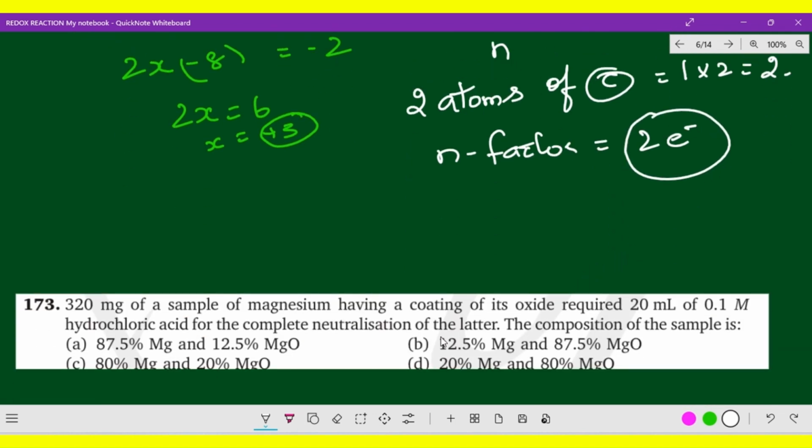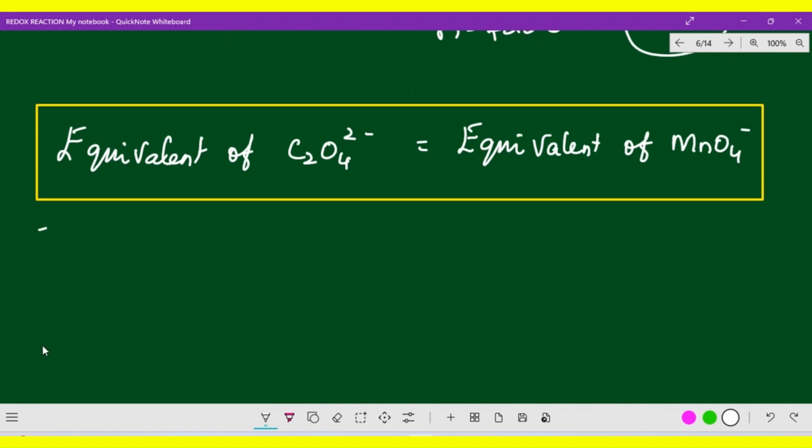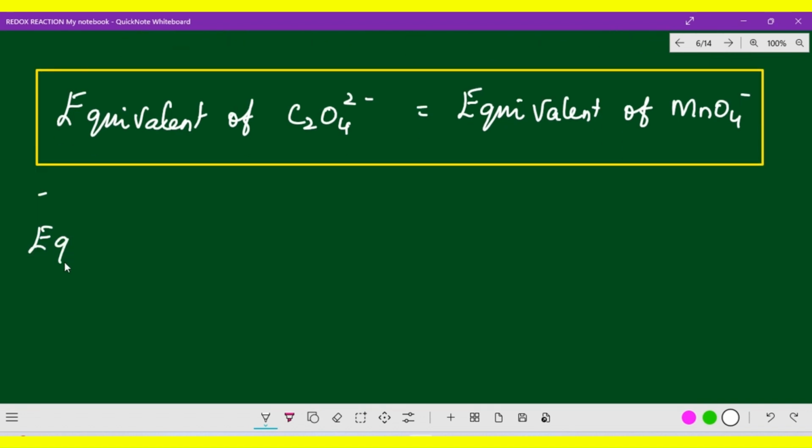Now, the next point I mentioned here: the equivalent of oxalate ion is equal to the equivalent of permanganate ion. Now, let us discuss the equivalent weight of oxalate ion. So the equivalent weight of oxalate ion is actually what it is.